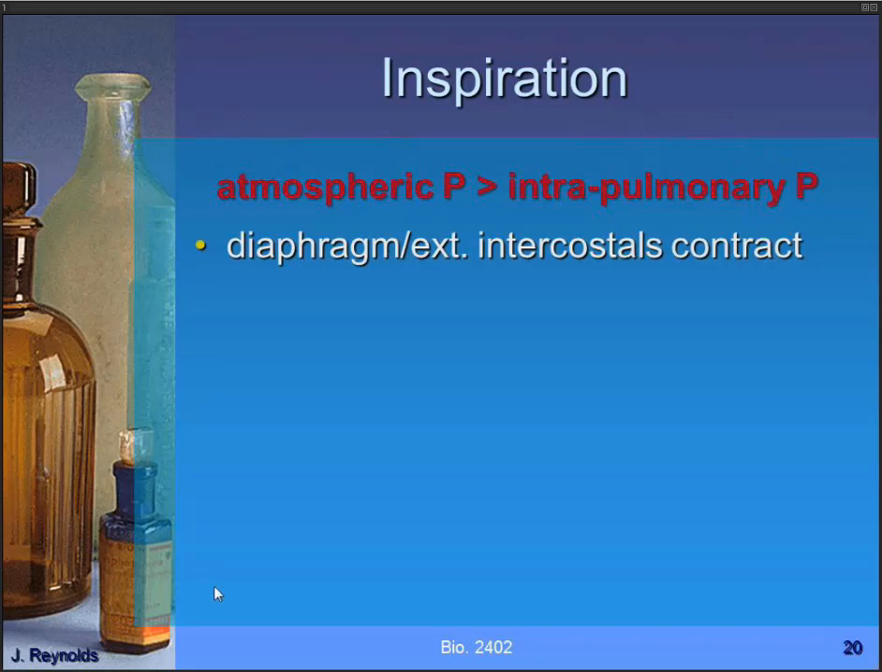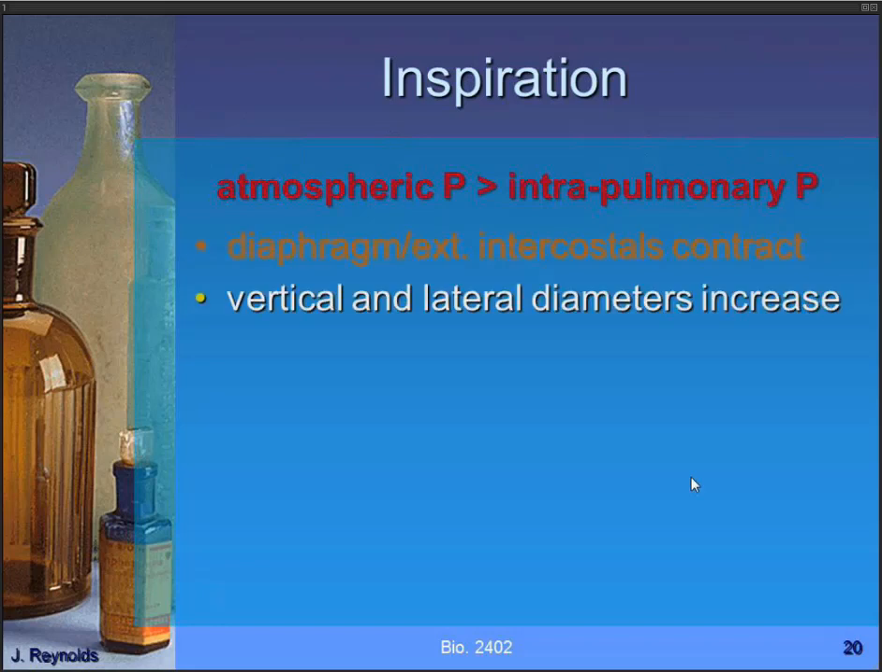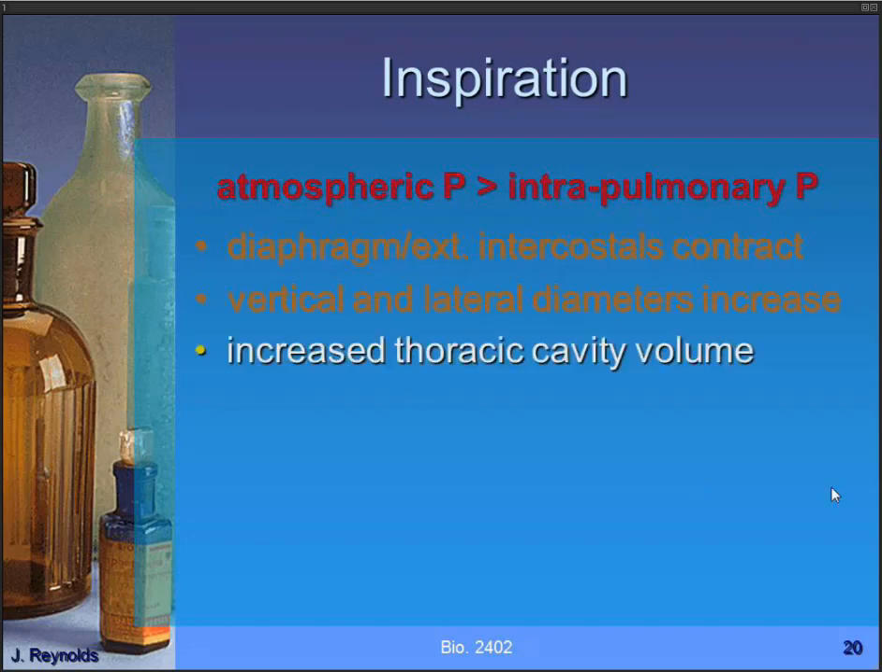Once that happens, your rib cage moves upward because of the external intercostals contracting. Your rib cage moves upward, and that makes the depth of your rib cage increase. And it also moves your rib cage outward, so you have a wider diameter, sideways as well as depth. And your diaphragm pulls downward, so the vertical length of the thoracic cavity has increased. We're talking about the thoracic cavity. Now, we've increased thoracic cavity volume.